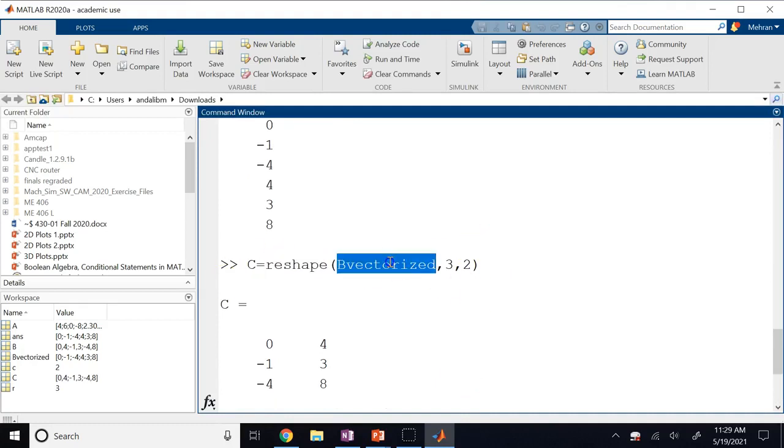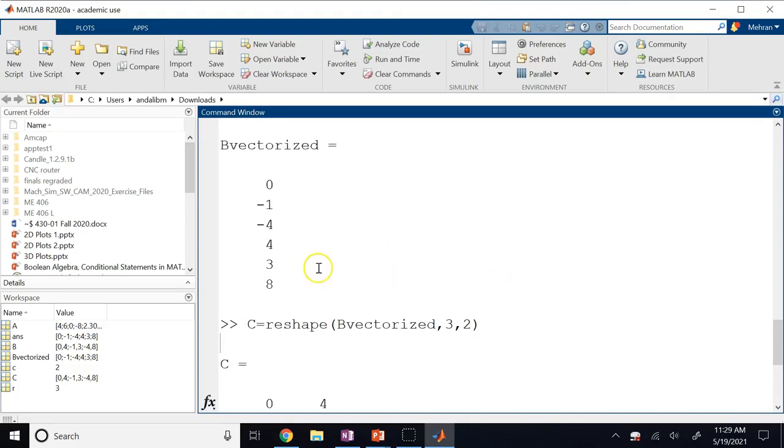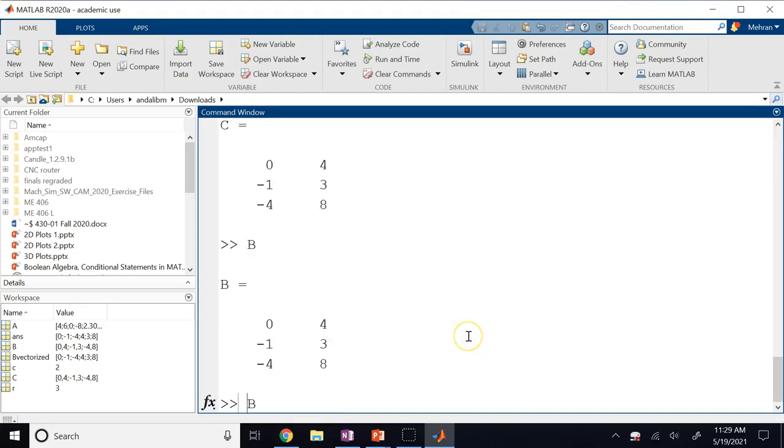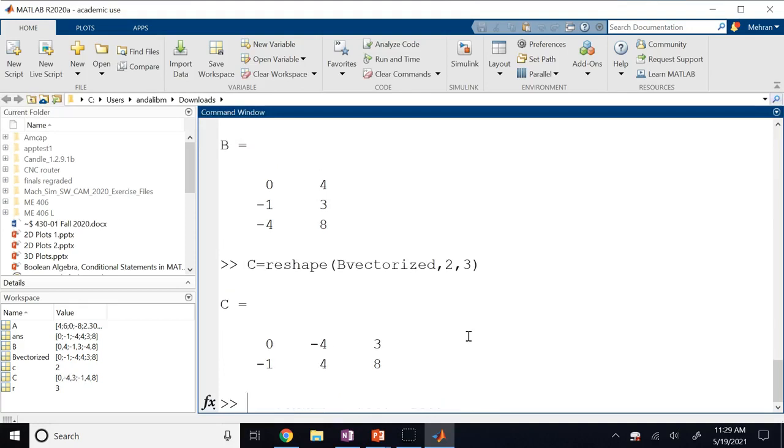So by reshaping, you can convert a vector back to any size, any shape of matrix, as long as the number of entries in this vector is the same as the product of number of rows and number of columns. So I can make it a 3 by 2, or I could make it what? A 2 by 3, right? Or I could make it any other thing as long as the product is 6 in this case. So that's about reshape and vectorization. What else do we need to know?